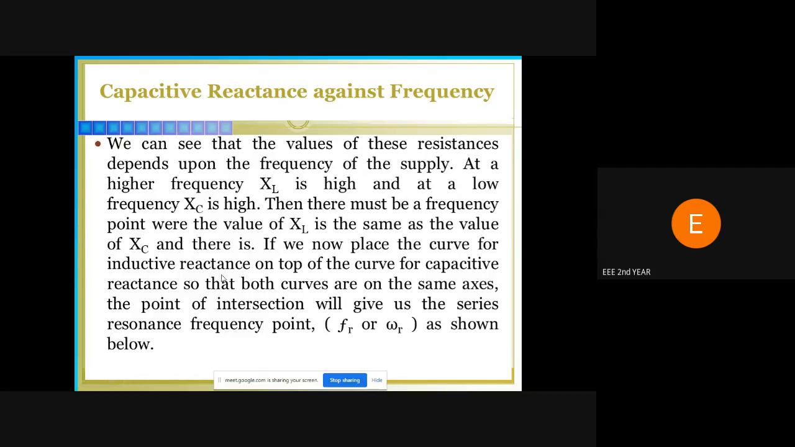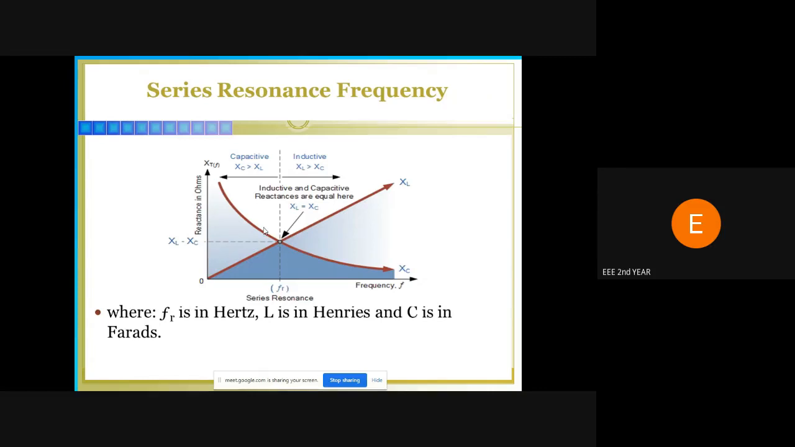If we now place the curve for inductive reactance on top of the curve for capacitive reactance, where both curves are on the same axis, the point of intersection gives us the series resonance frequency. That is where f, or it may be represented as omega r. See here.